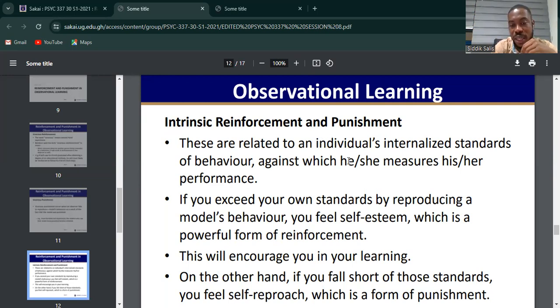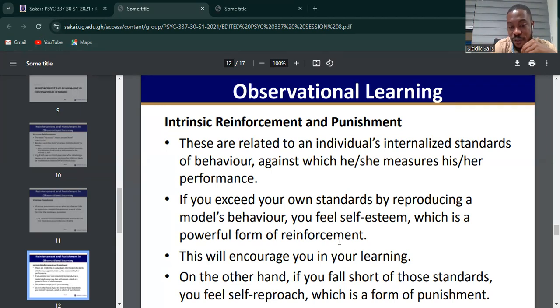So these are related to an individual's internalized standards of behavior against which he or she measures his or her performance. If you exceed your own standards by reproducing a model's behavior, you feel self-esteem, which is a powerful form of reinforcement. So when you do it, you feel fulfilled. This will encourage you in learning.